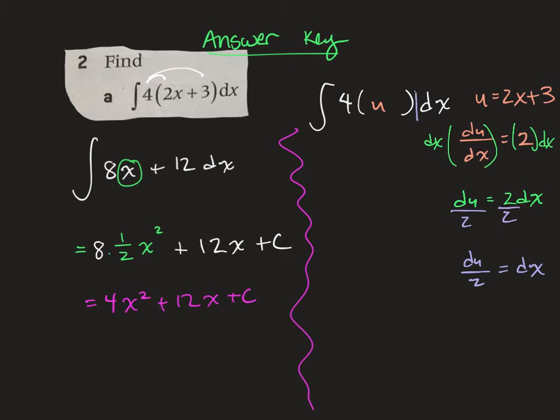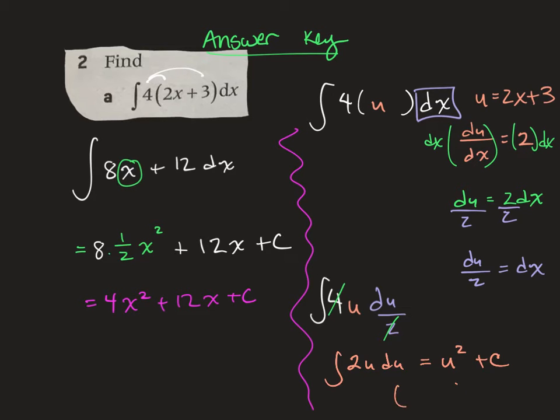So I'm going to replace that, and I'm going to say, okay, then I have the integral of 4u, and then du over 2. The 4 and the 2 are going to simplify, and you just get the integral of 2u du, which ends up being u squared plus c, which, again, u is just 2x plus 3, so (2x plus 3) squared plus c.